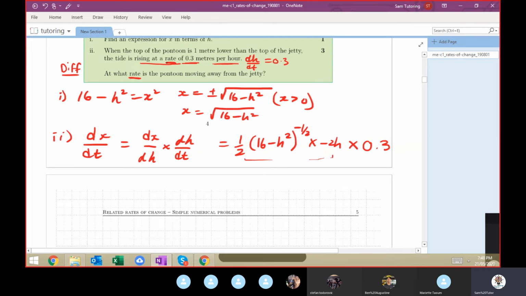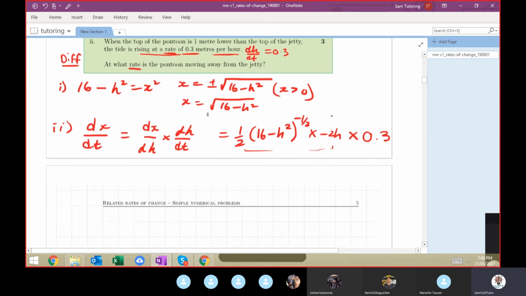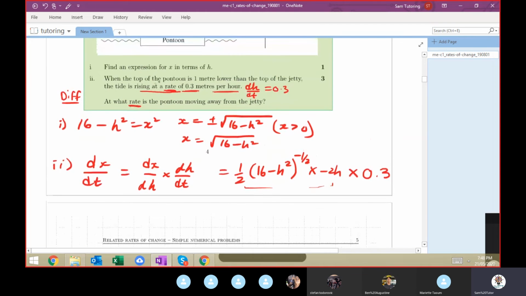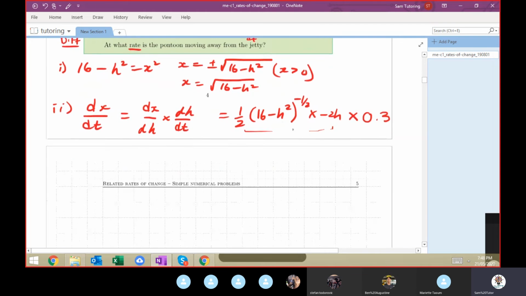And that's also a rate, and that's how you have to read that. That rate, straight away, you're like, oh, rising, dh, that's height, dh on dt. All right. And then of course you can simplify this. Half times negative 2 is negative 1. So you get negative 0.3h on the square root of 16 minus h squared.